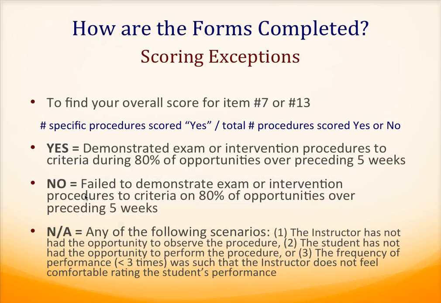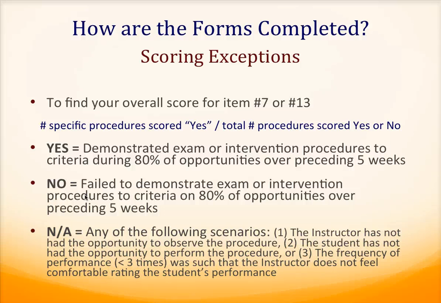So now that you've collected data on the specific examination and treatment procedures, you can go about scoring the student on items number 7 and number 13. In order to find the overall score for these two items, you will divide the total number of specific procedures that were performed to criteria, or scored a yes, by the total number of procedures performed and scored a yes or a no. Items rated an NA should not be factored into the total number of procedures.